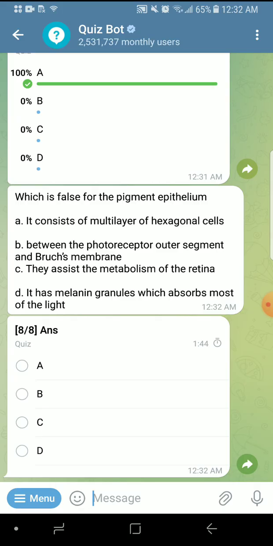It is between the photoreceptors and the Bruch's membrane. Yes, they assist in metabolism of retina. It is true. Even if you don't know, you should know A statement is false, and it contains melanin granules which absorb most of the light.